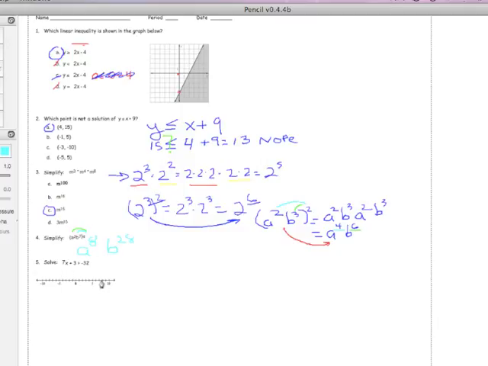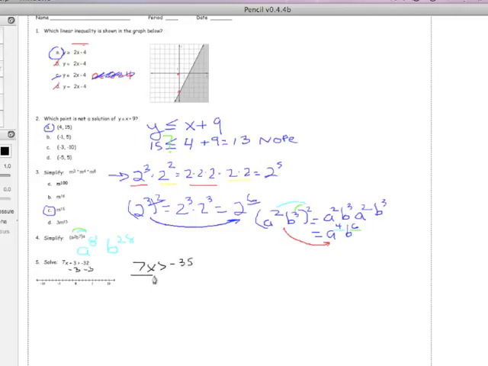Solve 7x plus 3 is greater than minus 32. So we have an inequality. We still have to treat both sides equally. Let's subtract 3 from both sides. Minus 3, minus 3. And on the left-hand side, we'd have 7x. We still have a greater than sign. And we have minus 32 minus 3 is minus 35.